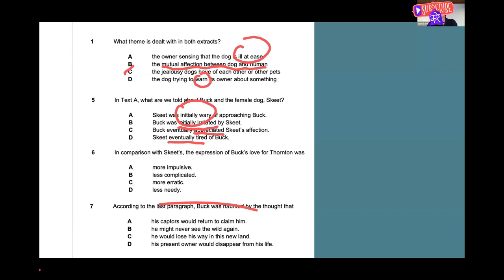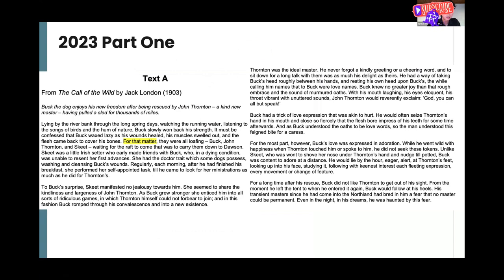So let's go back to text A. We're scanning down until we find Skeet. We find Skeet in the second paragraph, and now this is where we're going to start reading in closer detail. Bok, John Thornton, and Skeet, waiting for the raft to come that was to carry them down to Dawson. Skeet was a little Irish setter who early made friends with Bok, who in a dying condition was unable to resent her first advances. Okay, so immediately we see early made friends and unable to resent her first advances.